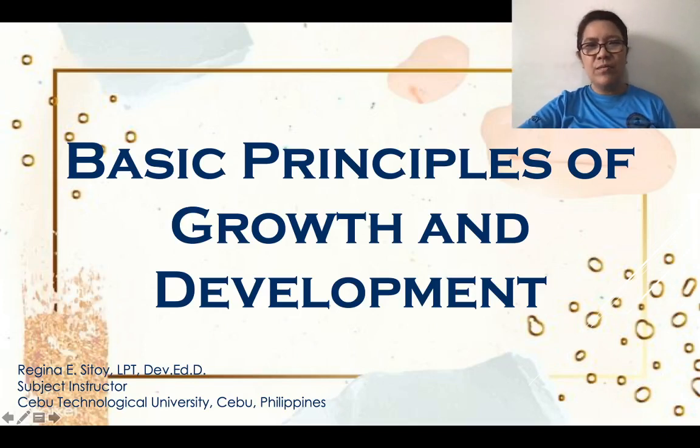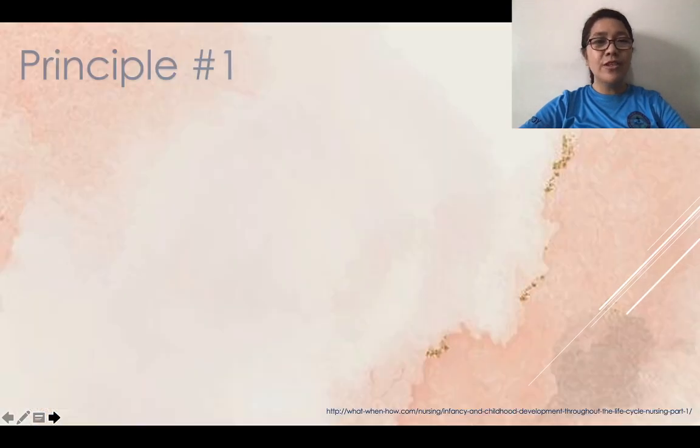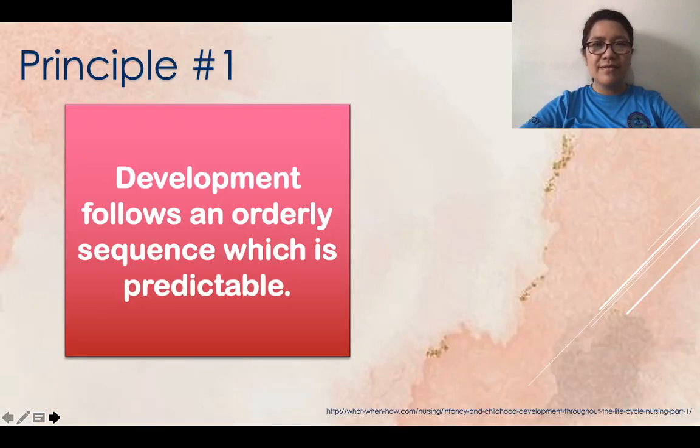Hello. Today we will be learning about the basic principles of growth and development. There are 7 general principles of growth and development, and we will tackle them one by one. The first one is development follows an orderly sequence which is predictable.